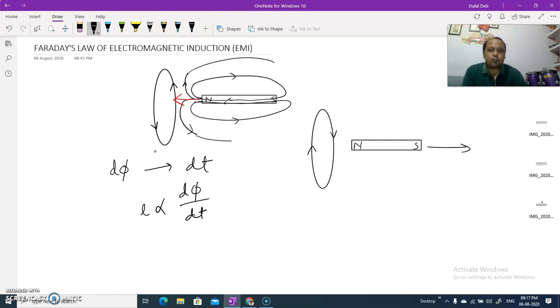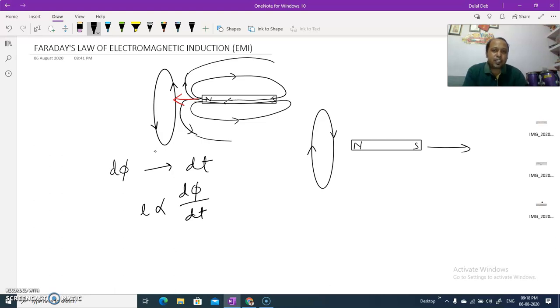That means the value of induced EMF will be decided by how fast there is a change in magnetic flux through the coil. The faster the change, that is, the more the rate of change of flux d phi by dt, the more will be the induced EMF. I hope this is very clear to you.